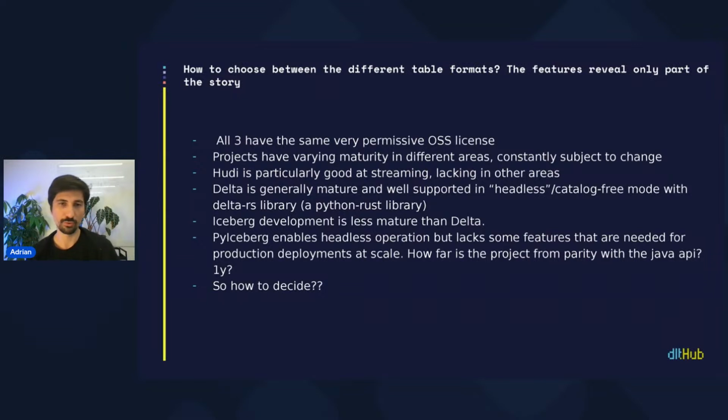So they all have very permissive OSS licenses. They have different maturity in different areas. Things are constantly changing a little bit. We hear things about the catalogs. We hear things about the catalog wars. So how do we take decisions about what to use?